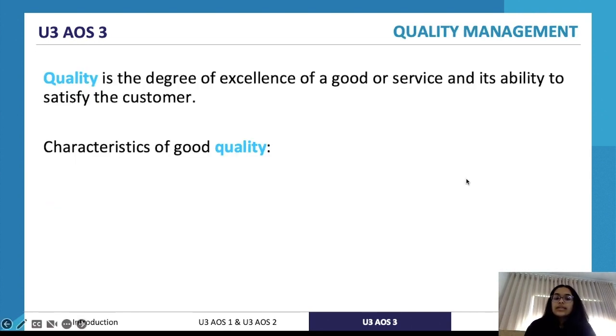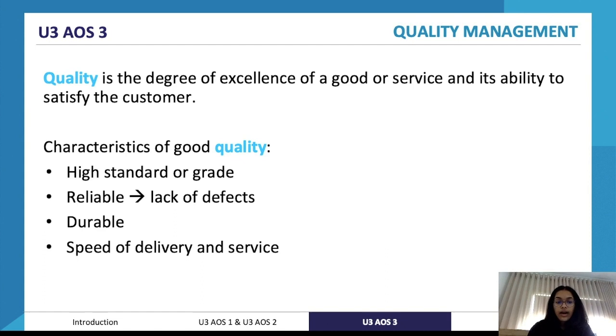Okay, let us now look at quality management. So quality is the degree of excellence of a good or service and its ability to satisfy the customer. The characteristics of good quality are ensuring that it's a high standard or grade, it's reliable, it lacks defects, it's durable, and there's a speed of delivery and service.